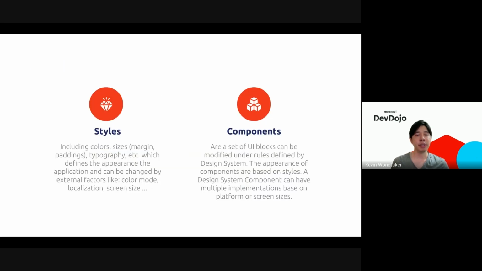All right, so two key parts of the Mercari design system are, on the left side, styles, which define things such as color values, size values, typography, and so on, which basically define the appearance of our application. And to the right side, we have components, which are basically constructions based on the style, which are reused across the application, such as buttons or titles or sections and item grids and so on.